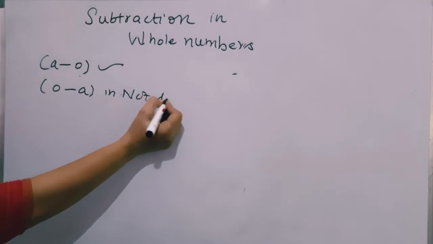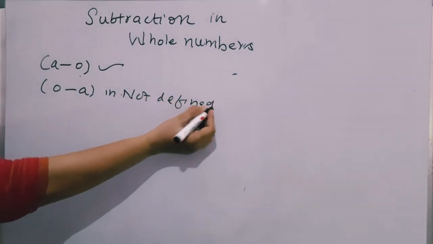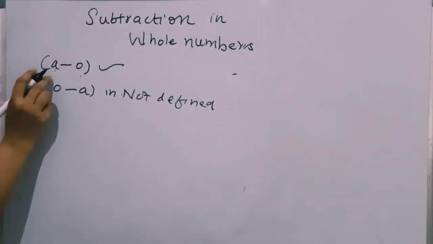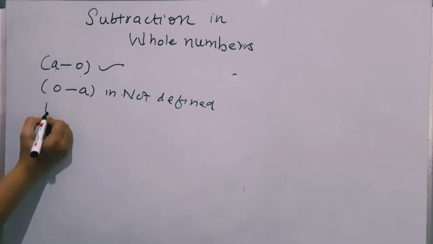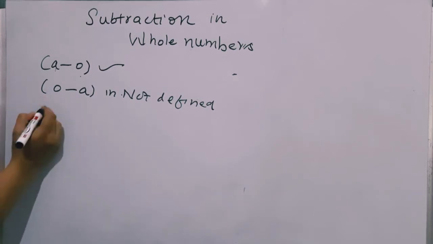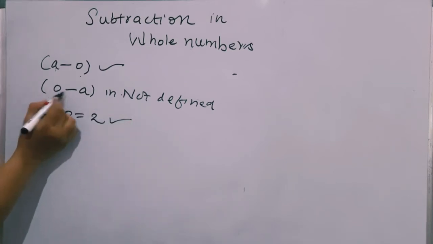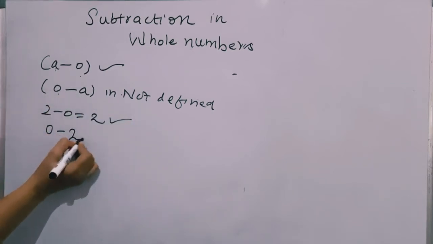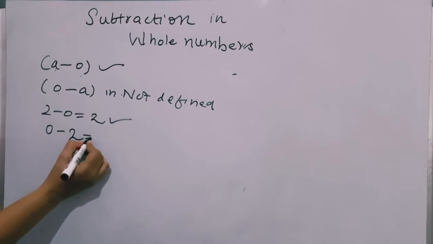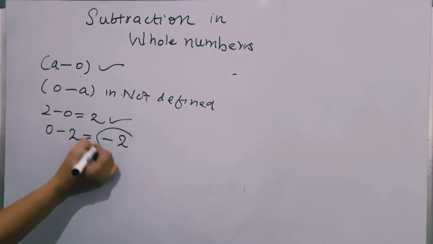Now what is this not defined? ये not defined क्या होता है? जब कोई नंबर होल नंबर है a, तो the value of a can be 1, 2, 3, 0, anything. So 2 minus 0 is 2. So that is a whole number. Now when can we do like this? 0 minus 2. तो जब 0 से 2 आप subtract करेंगे, the answer is minus 2.